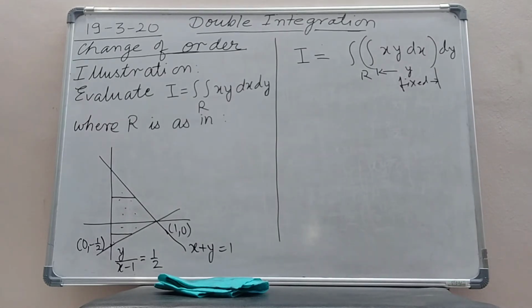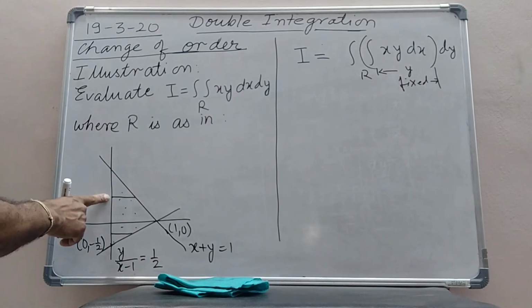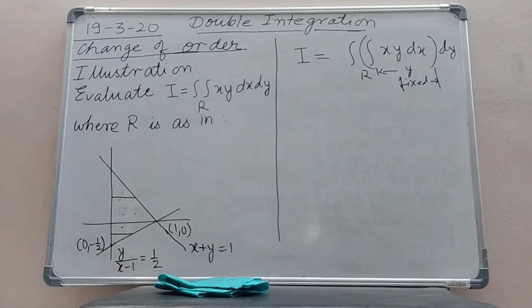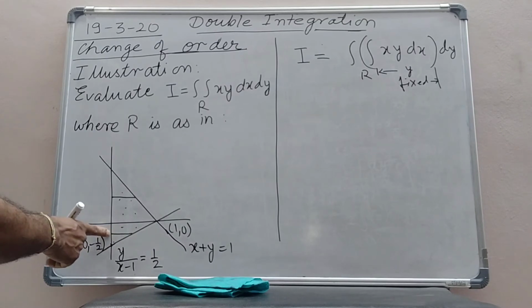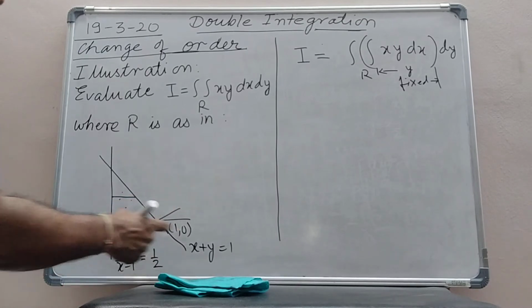Now there's a difference in these two lines. If you look at this particular line, it starts on the y-axis, but it ends on this line, x plus y equal to 1. Whereas if you look at this particular line, it starts on the y-axis, but it ends on this line, whose equation is y equal to half of x minus 1.